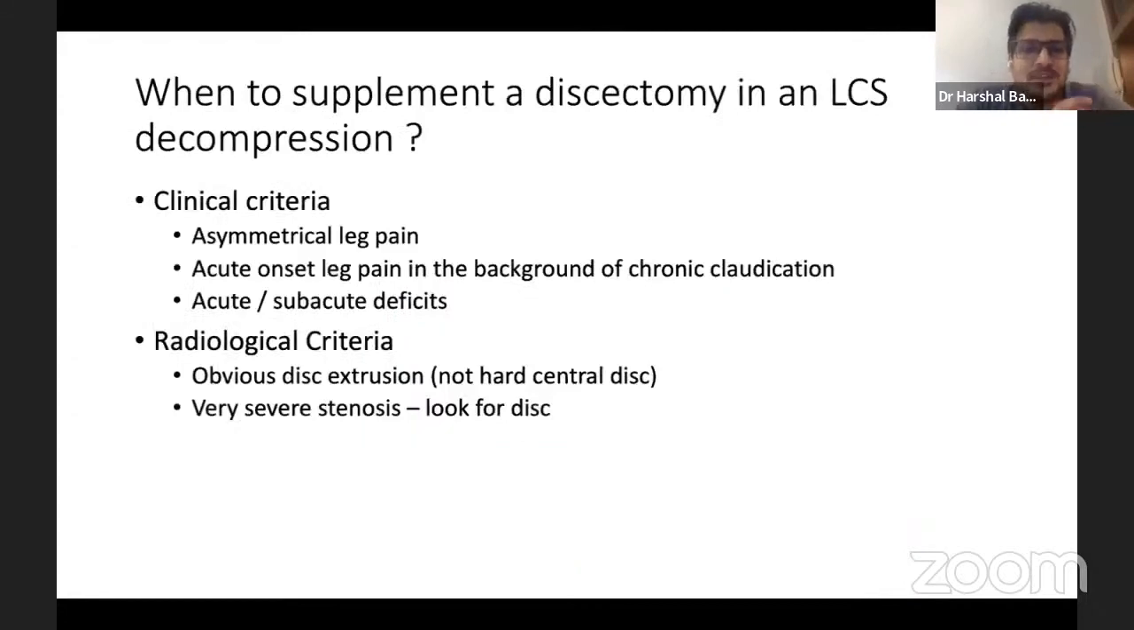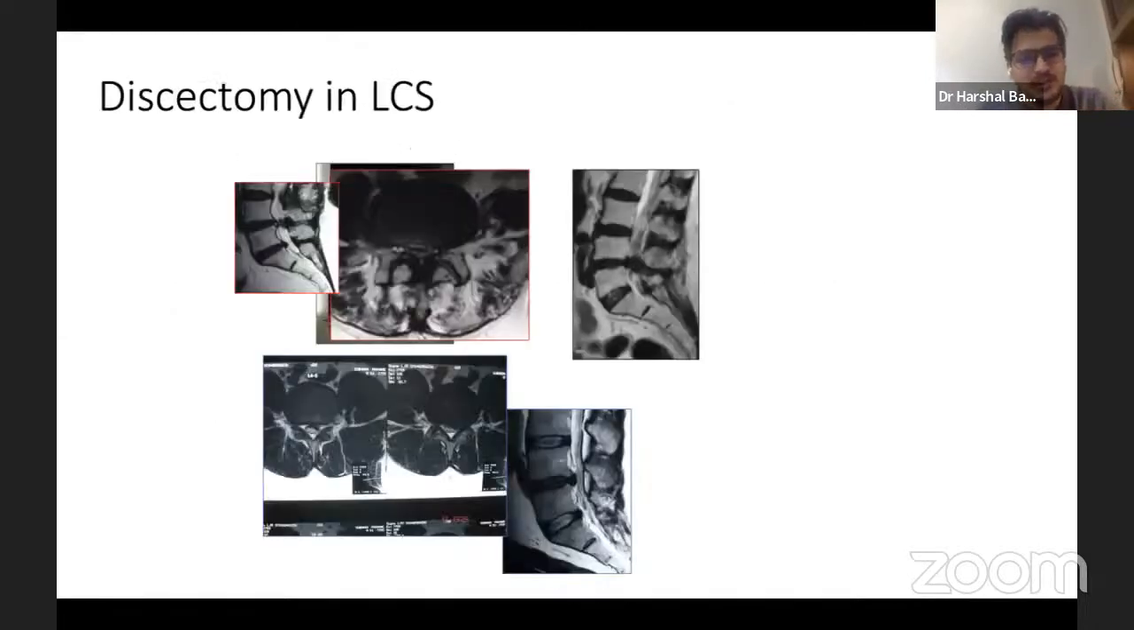When do you supplement discectomy in LCS? Both things are important, clinical as well as radiological. When you have asymmetric leg pain, a proper radicular symptom, acute on chronic presentation, or one-sided deficits, you should look in your radiology for any soft disc. Largely it is hard disc, and if I'm doing only decompression, I might not address it unless I find the root is not adequately decompressed. So there are a couple of examples where discectomy was required in an LCS.